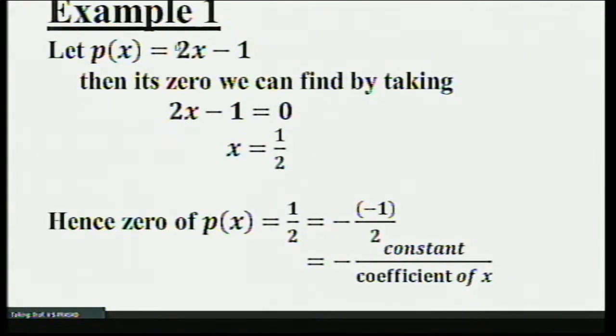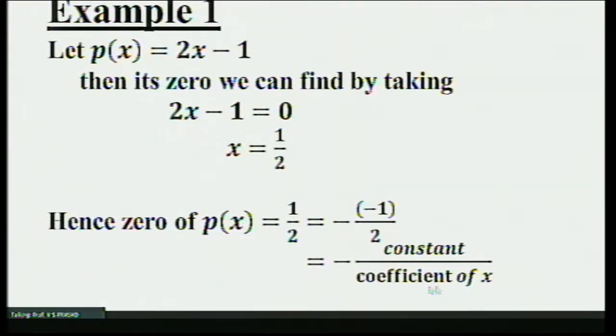For example, let us apply this to some examples. Consider a polynomial p of x is equal to 2x minus 1, which is a linear polynomial. Its zero can be found by taking 2x minus 1 is equal to 0, and by simplifying this equation, we get x is equal to 1 by 2. Hence, the zero of p of x is 1 by 2. 1 by 2 can be written as minus of minus 1 divided by 2. For our convenience, we are splitting it like this, where minus 1 is the constant term in the given polynomial expression, and 2 is the coefficient of x.